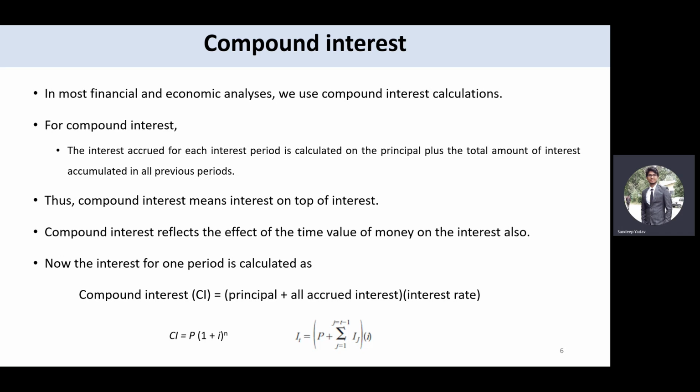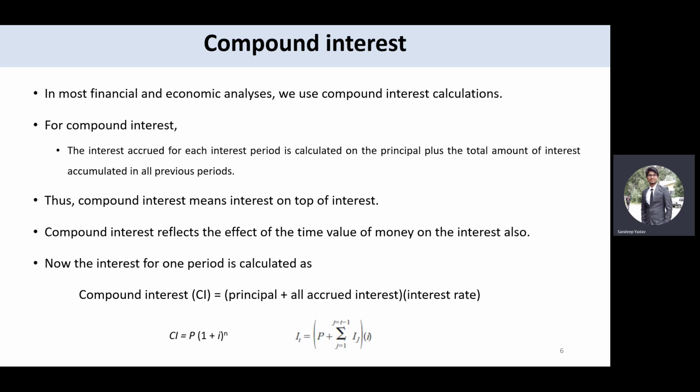Now you have to make things clear that in compound interest, the interest will be on the principal plus the total amount of interest accumulated over all previous periods. So compound interest means interest on top of interest. Compound interest reflects the time value of money on the interest also.